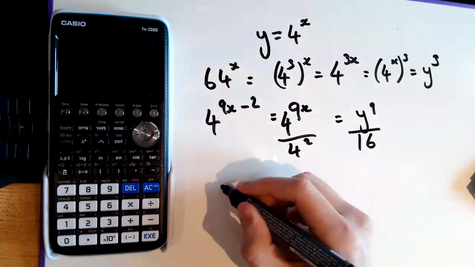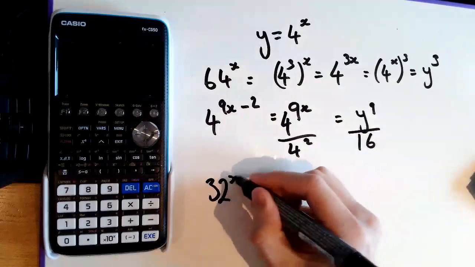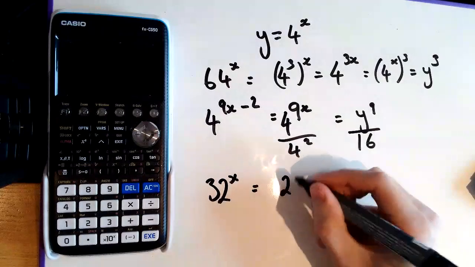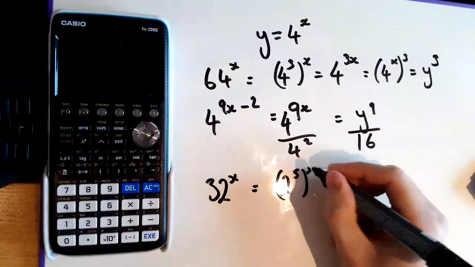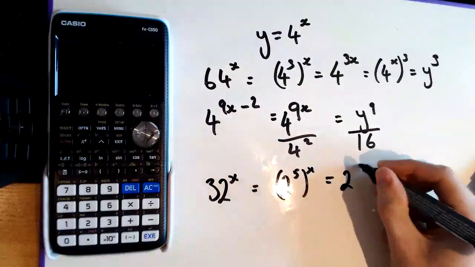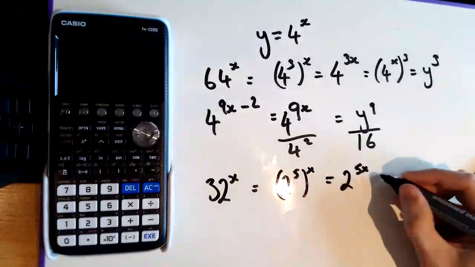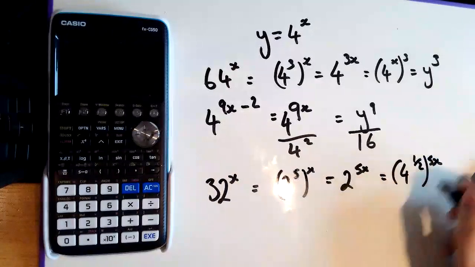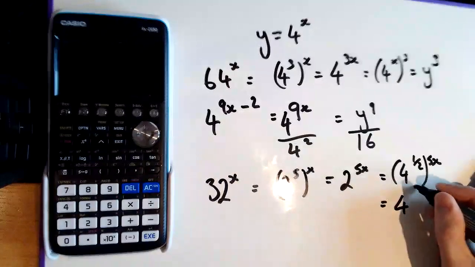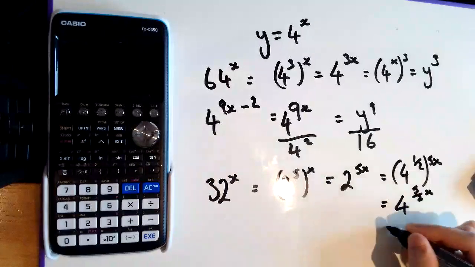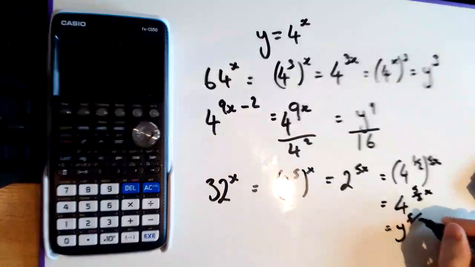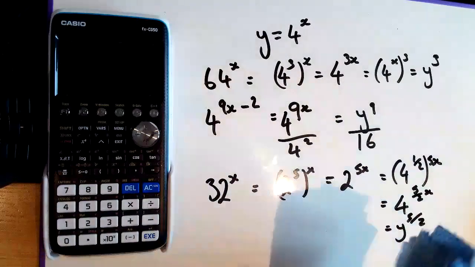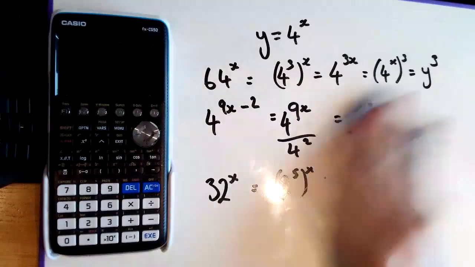And last one, 32^x. Well, 32, I can write that as 2 to the power 5, so 2 to the power 5x, and I can write 2 as 4 to the half, so times the powers, and we get 4 to the power 5 over 2 x, so it's y to the power 5 over 2. Okay, next one.